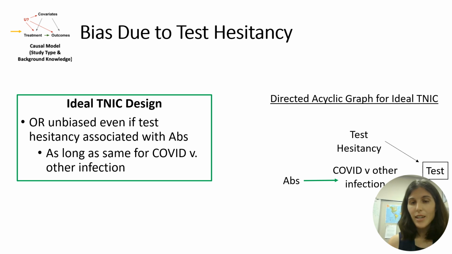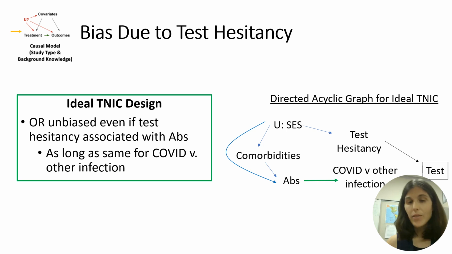And test hesitancy affects who gets tested and therefore who ends up in our data set. But in this context, we are assuming that whether you have COVID or another infection doesn't affect whether you get tested, as long as you have similar symptoms and you don't know whether you have COVID or not, so you're equally likely to go get that test. And in this context, even if we have this association between test hesitancy and antibody levels through the association with socioeconomic status, we won't have a biased estimate of the odds ratio.